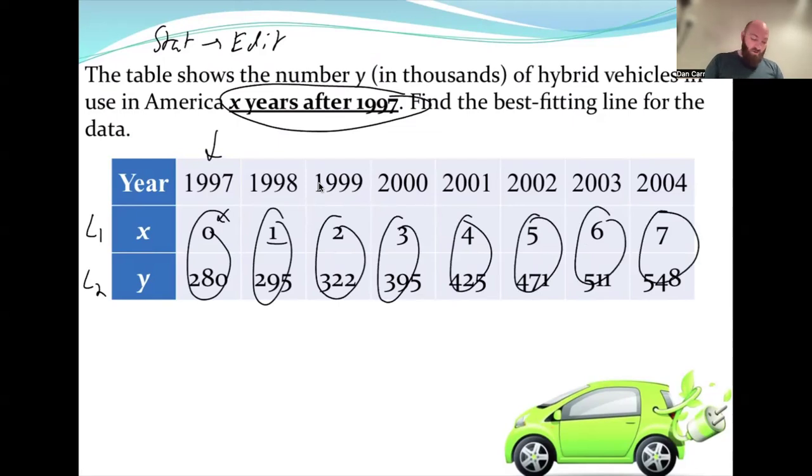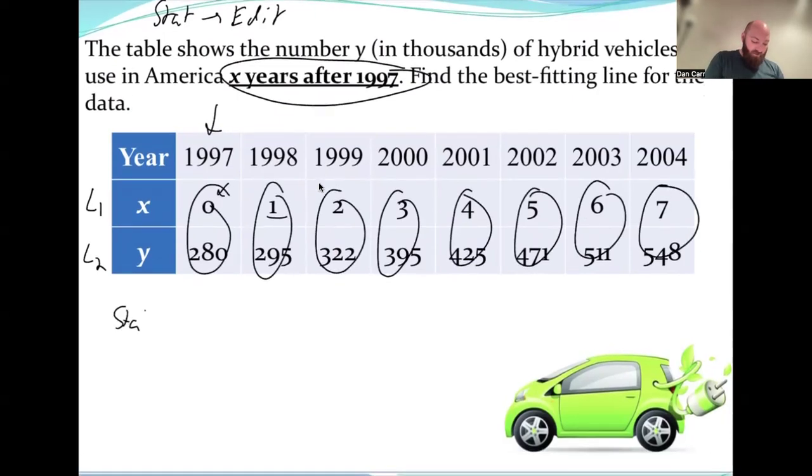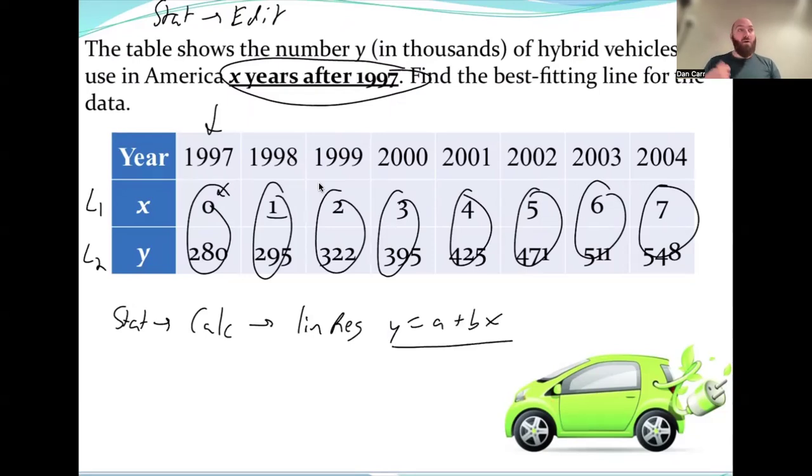Okay. After that, you're going to go to Stat. You're going to go to the Calc menu. And you're going to arrow down. I believe it's option number 4, where it says linear regression. Okay. And it looks like y equals a plus bx. Once you do that, sometimes there's some extra features in there, but all you really need to do is go down and hit the calculate button or just keep hitting enter until you get there. And that'll spit out some of those values for you.